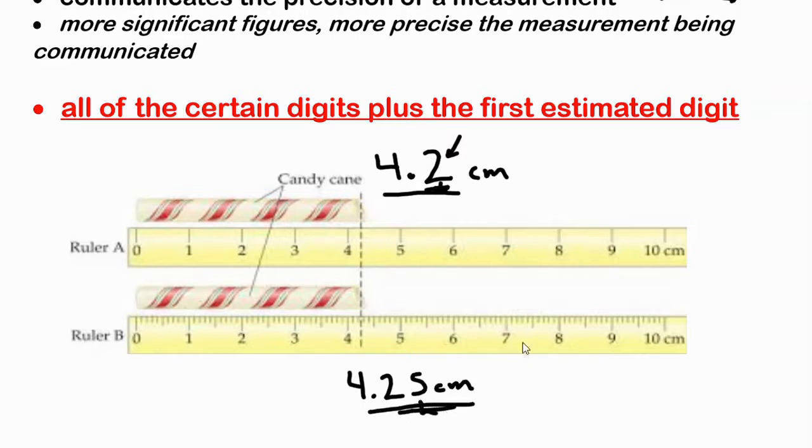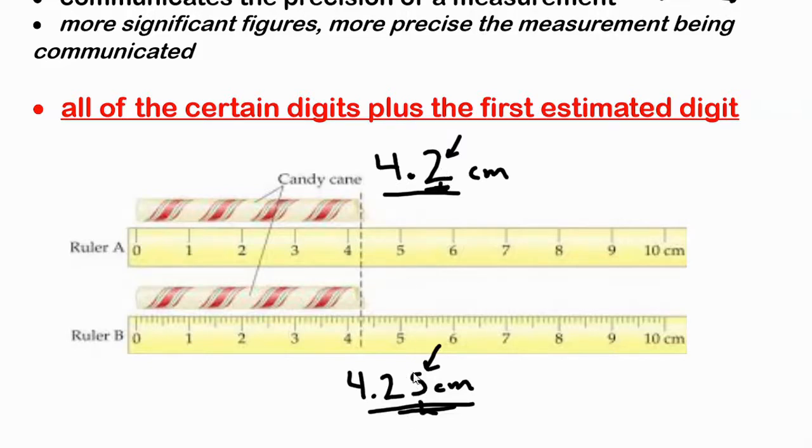Okay, so this ruler is more precise because I can include more numbers. Now the 5 is my guessing value, right? It's my estimated value. So this one allows me to communicate more precision, 4.25. I know for sure it's 4.2, and I'm guessing it's another 5/100ths of a centimeter. This one, all I know is it's 4, and I'm guessing it's 4 2/10 of a centimeter.